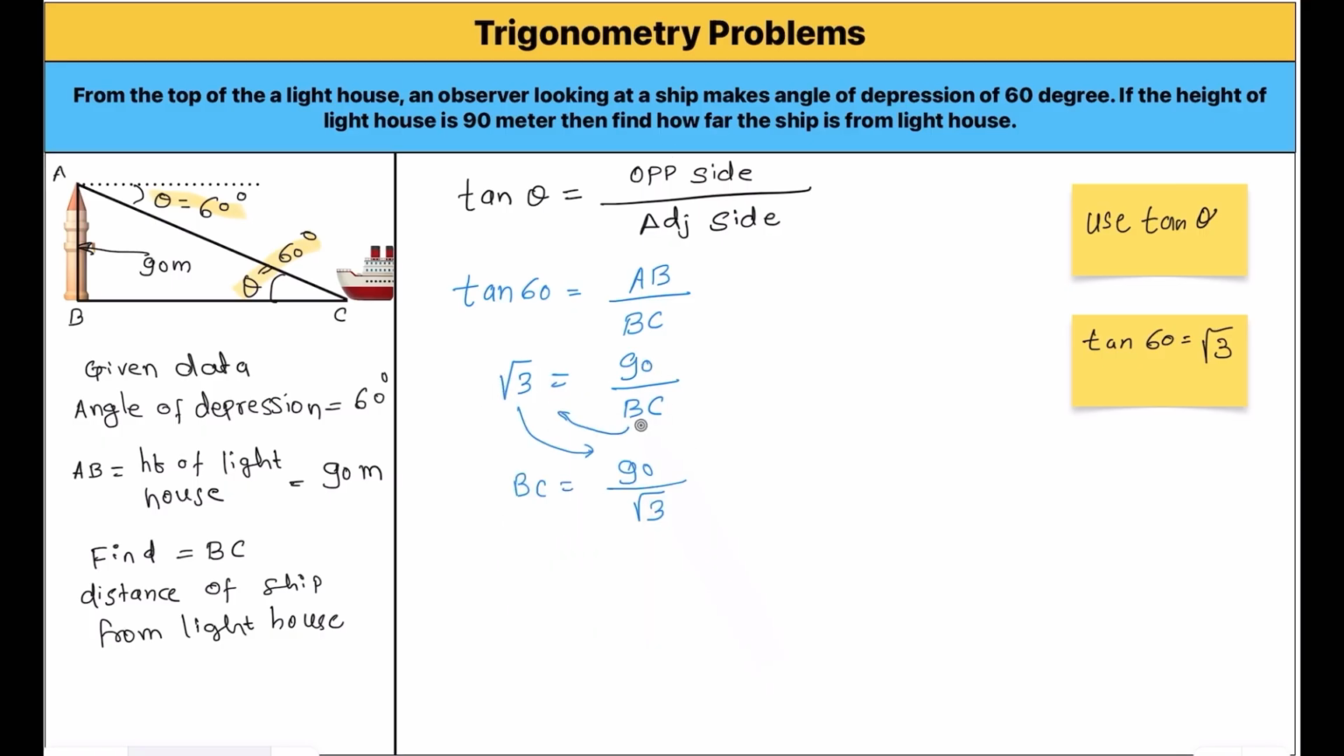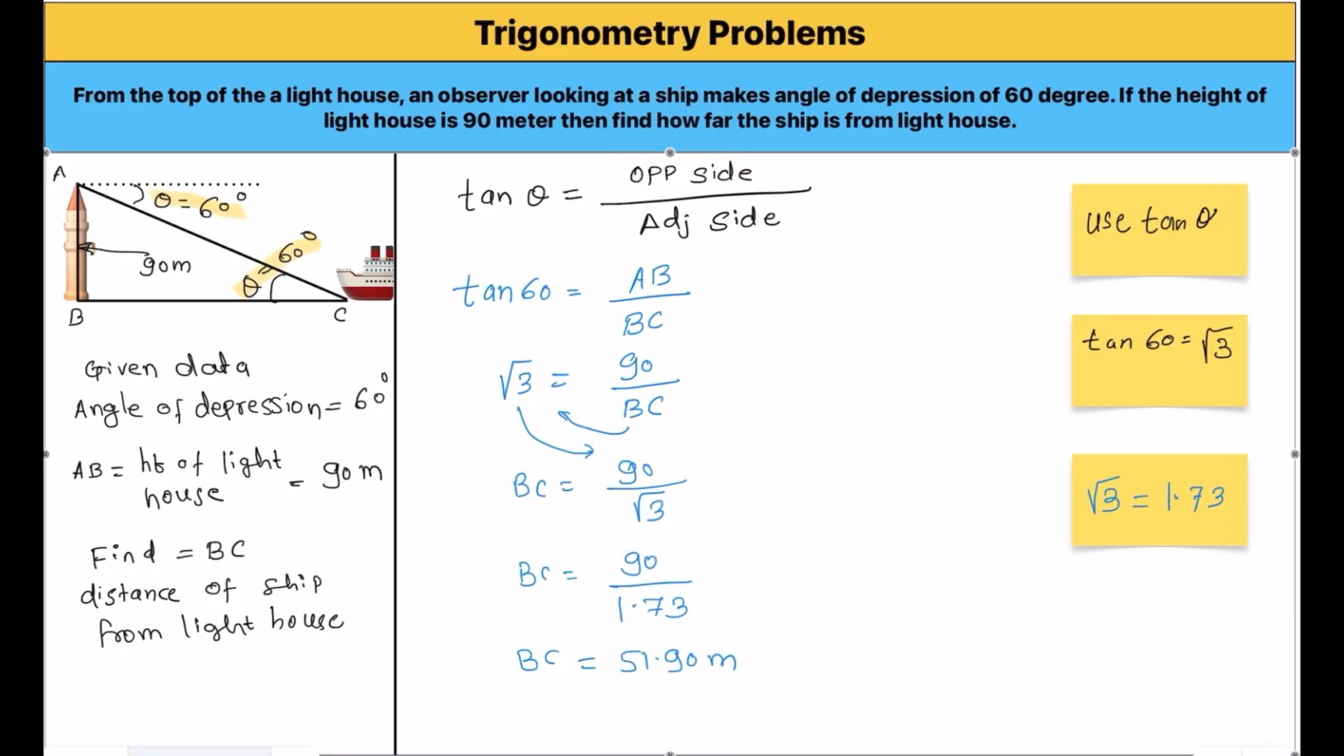Rearranging the term, sending BC to LHS and square root of 3 to RHS, we get BC is equal to 90 upon square root 3. Now square root 3 is equal to 1.73. Many times this value would be given in problems. So BC is equal to 90 upon 1.73. After doing the calculation, we get BC is equal to 51.9 meters, which is the distance of a ship from a lighthouse.